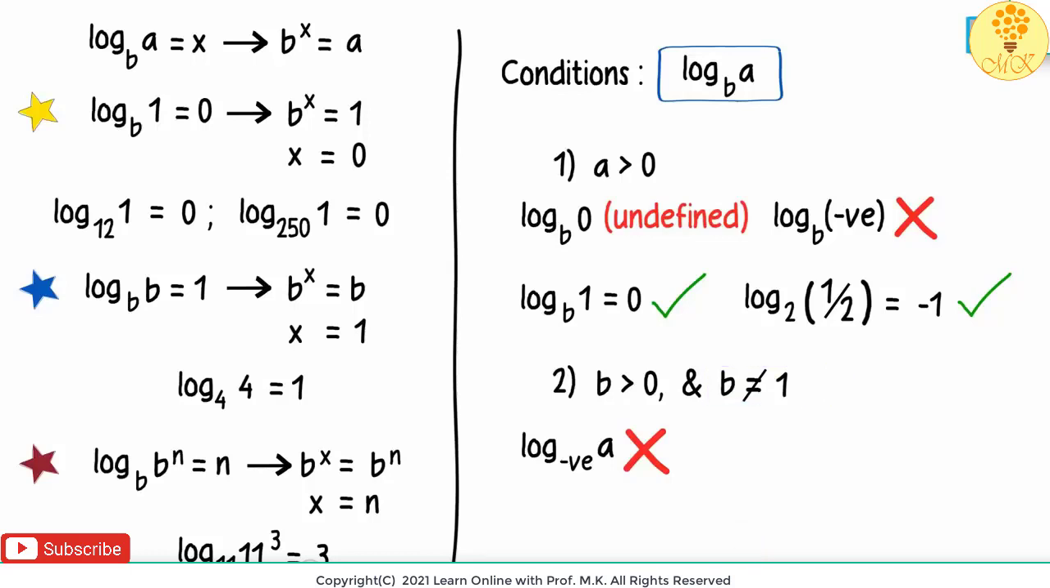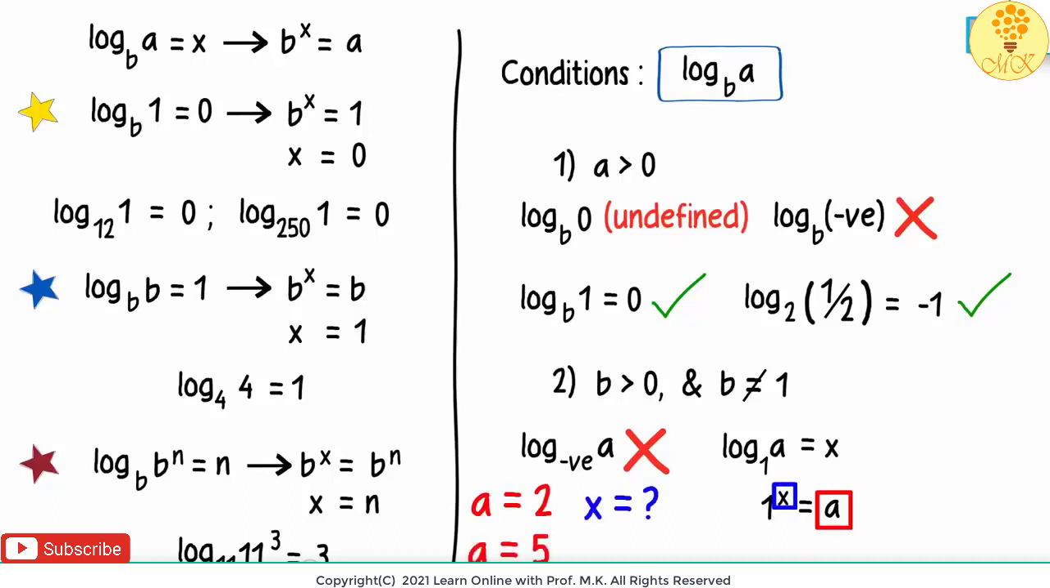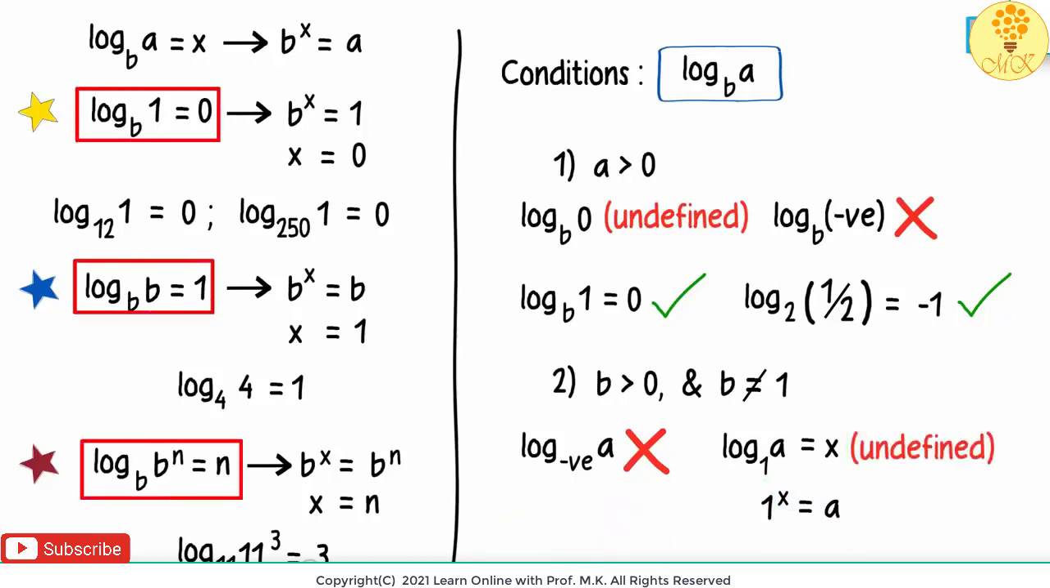Let's say the base was 1 and we have a logarithmic expression like log of a to the base 1 is equal to x. In the exponential form, it can be written as 1 raised to x is equal to a. What can be the value of x that gives us a? If a is 2, what will x be? If a is 5, what will x be equal to? We can't really come up with an answer because 1 raised to any number will result in a 1. Hence, this will be undefined. So these were the three simple primary properties of logs, and these were the conditions. With this, we can move ahead and solve interesting examples.